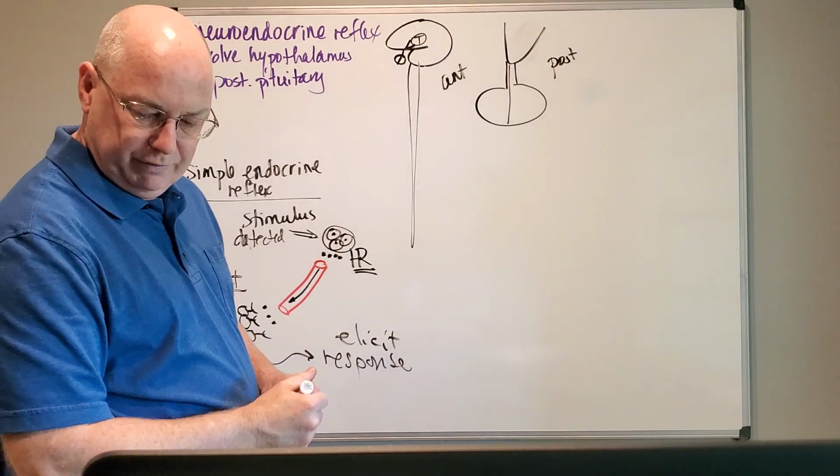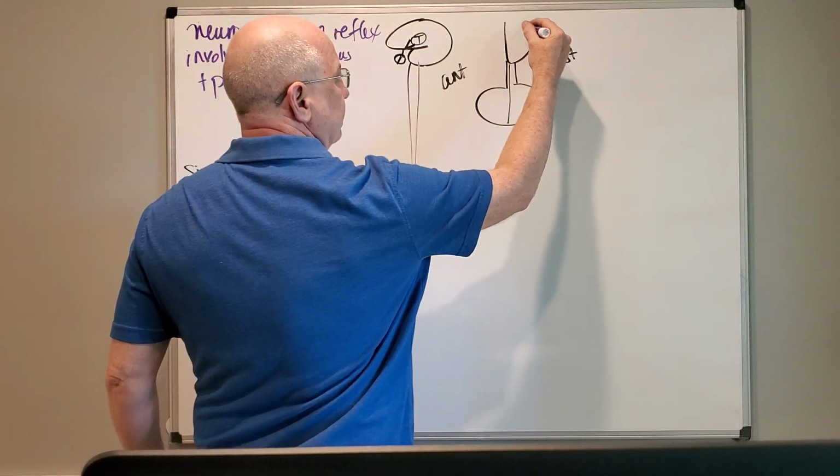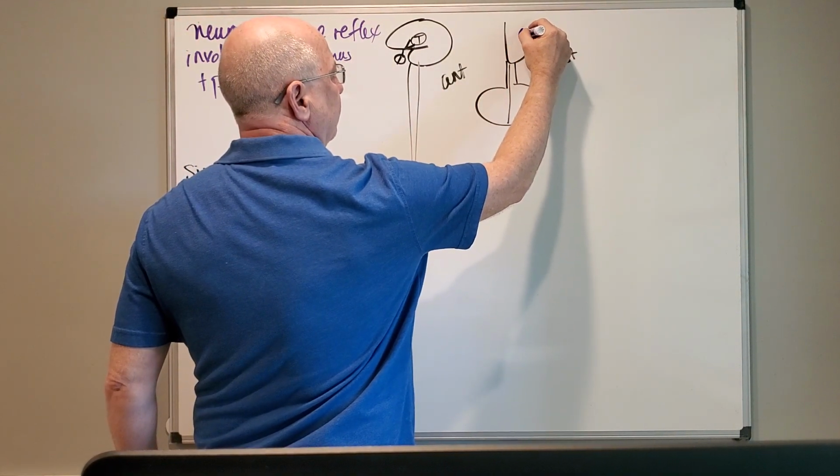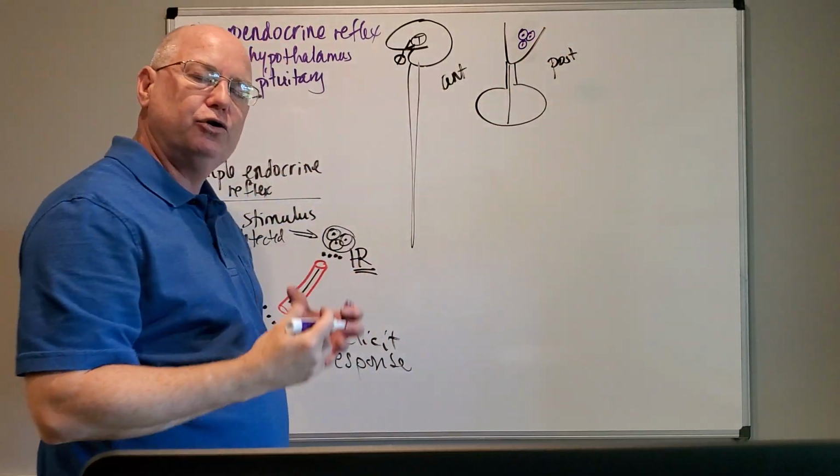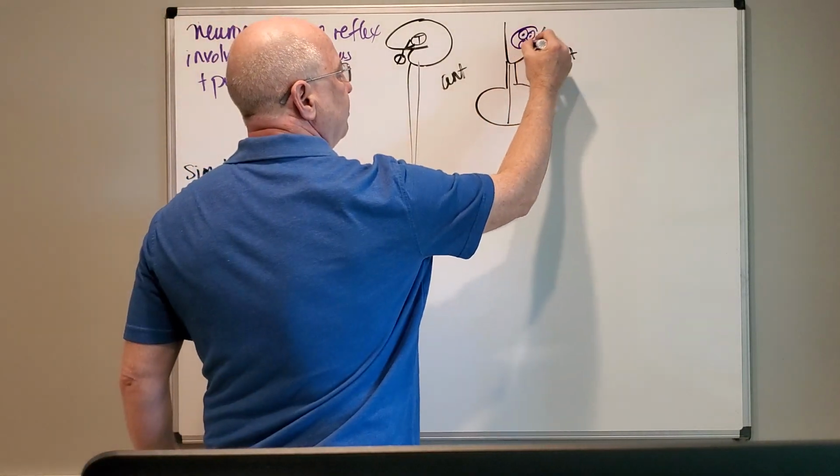In neuroendocrine reflexes, the cells that detect the stimulus live in the hypothalamus. There are particular nuclei or groups of cells that live in the hypothalamus.